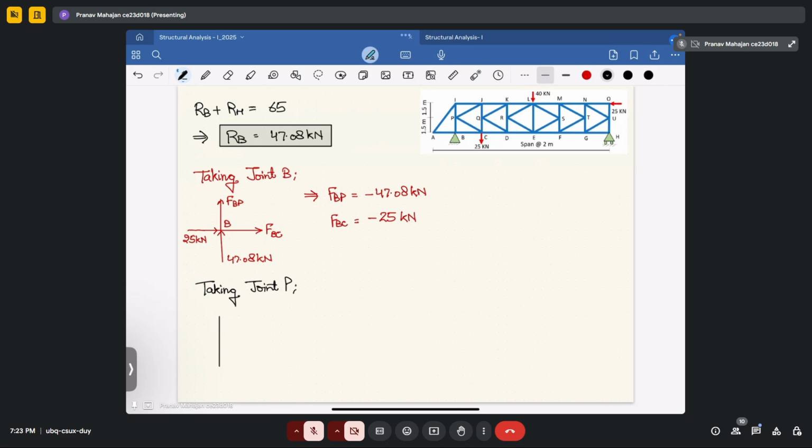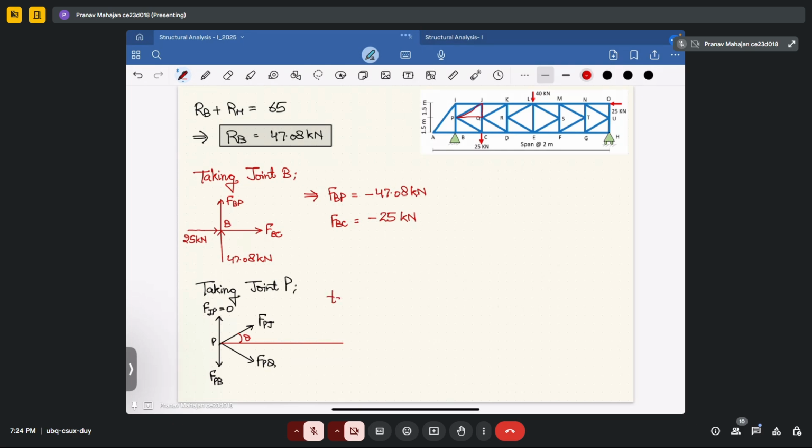we have four forces. This is your force PB. This is your force IP that already became equal to 0. Now you have force PJ and force PQ. Now first you require to calculate this angle theta. Okay. So what will be this angle? You can see from the diagram.